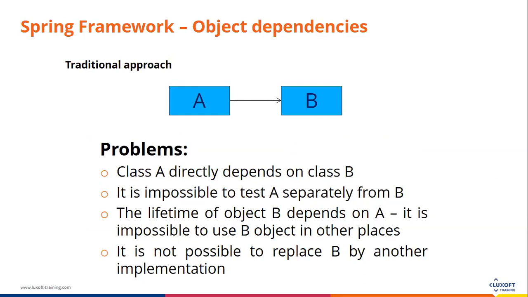All these things are disadvantages, because we know that we always want our classes, or our modules if we are talking about a larger application, to be not tightly coupled. So they must be as independent as possible.